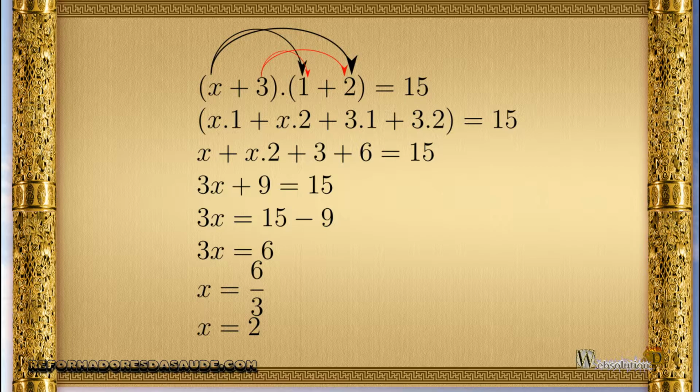Doing the distributive, we have x plus 2 times x plus 3 plus 6 equal to 15, and solving we have again that x is 2. So we understand a property of numbers, which is distributive. It is one of the foundations of numbers, and will be used a lot in more advanced calculations.